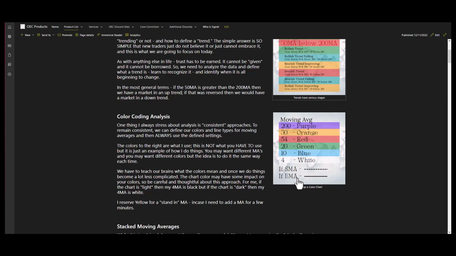And really, when you think about it, there's a lot more moving averages, right? There's the EMA, the SMA, the double EMA. Oh, there's so many different kinds. So you need a way to distinguish those.